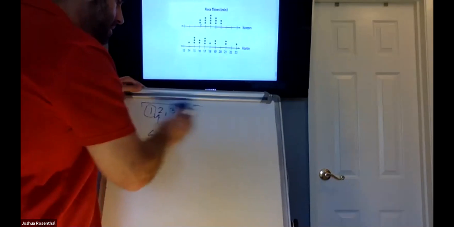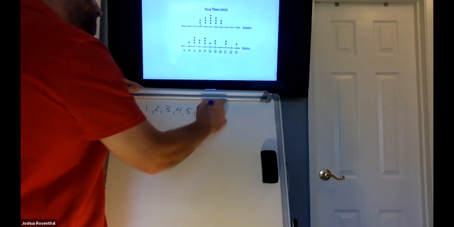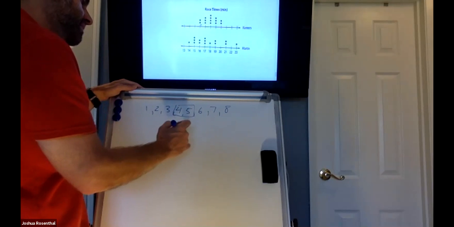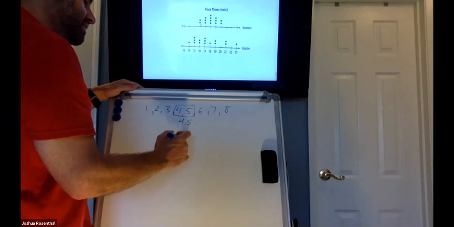And if there are two medians, then, let's add an 8. Then you just take one of the medians. 1, 2, 3, 4, 5, 6, 7, 8. Now you have two numbers in the middle, so 4.5 is your median.